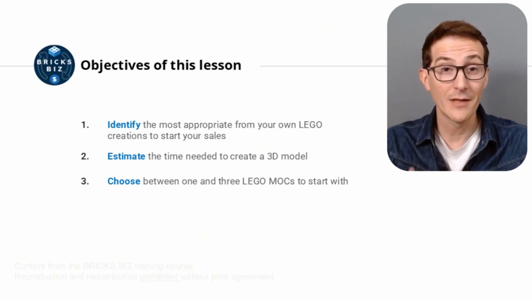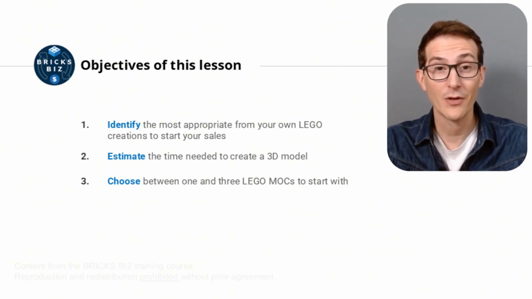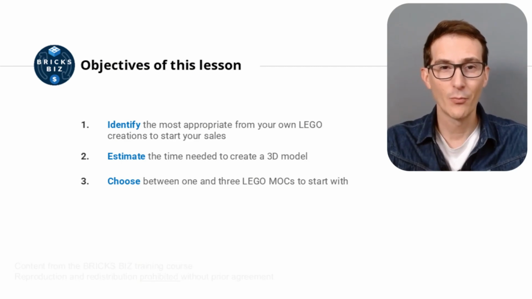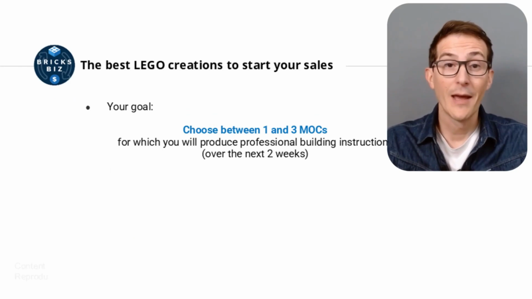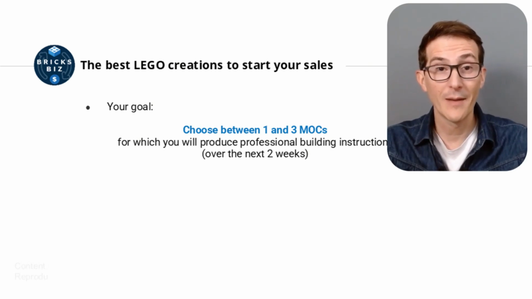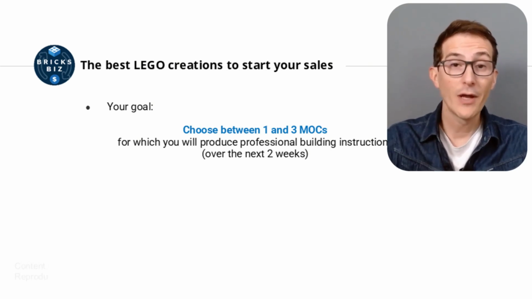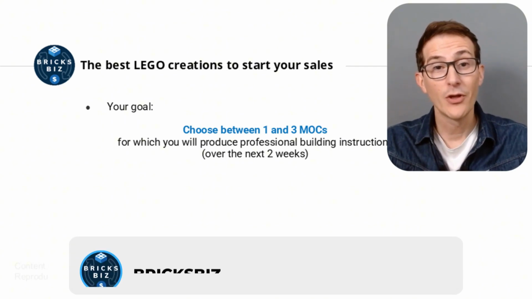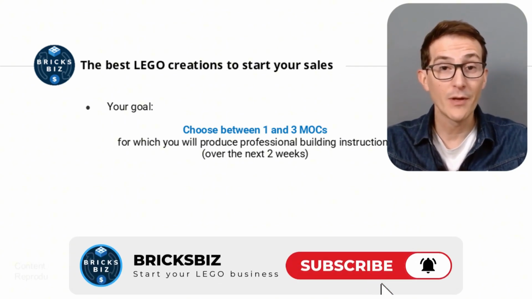By the end of this lesson, you should have all the information you need to make your choice and to start tomorrow with the 3D modeling of the selected MOCs. Your aim at the end of this lesson is to identify at least one MOC and a maximum of 3 from your LEGO creations for which you will produce professional building instructions over the upcoming 2 weeks.